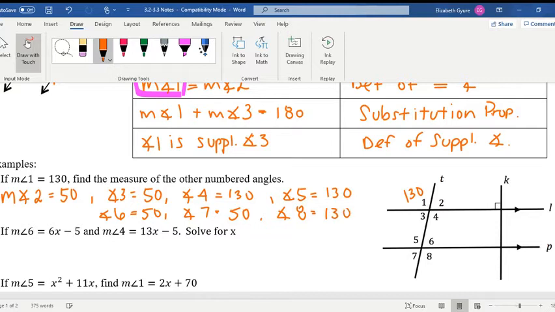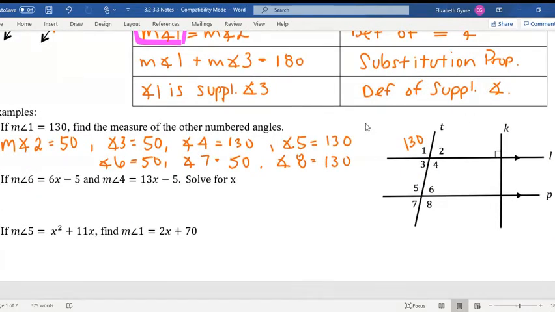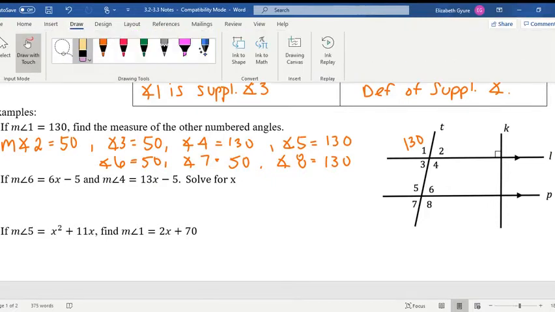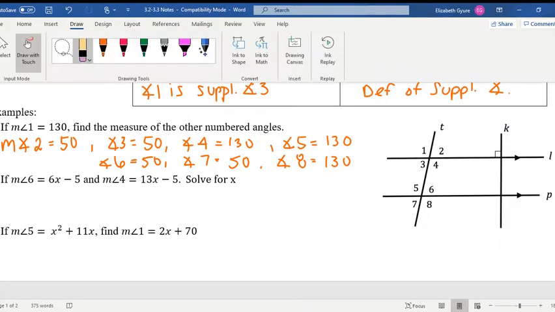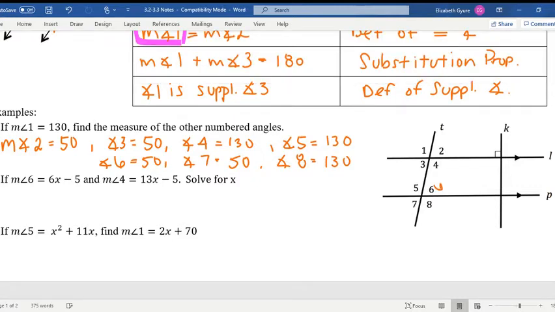130, good. All right, that was pretty easy, right? They're all either 50 or 130. So now moving on then to 2 and 3. In this situation, it says that the measure of angle 6 is 6x minus 5. So 6 is 6x minus 5. And angle 4 is 13x minus 5.